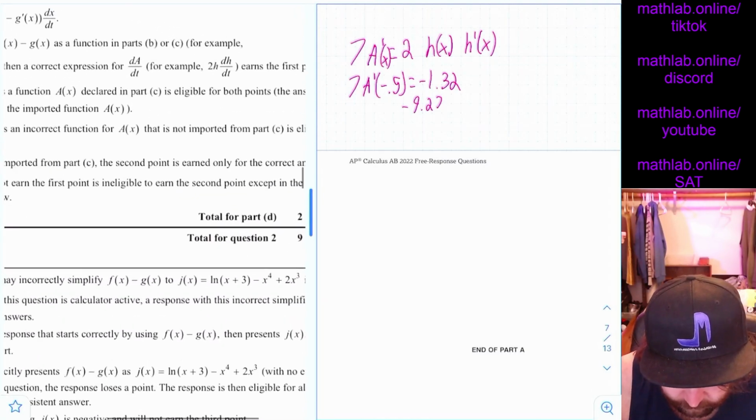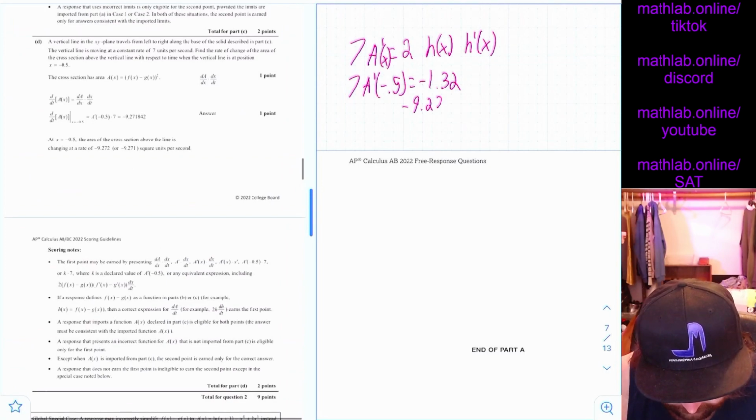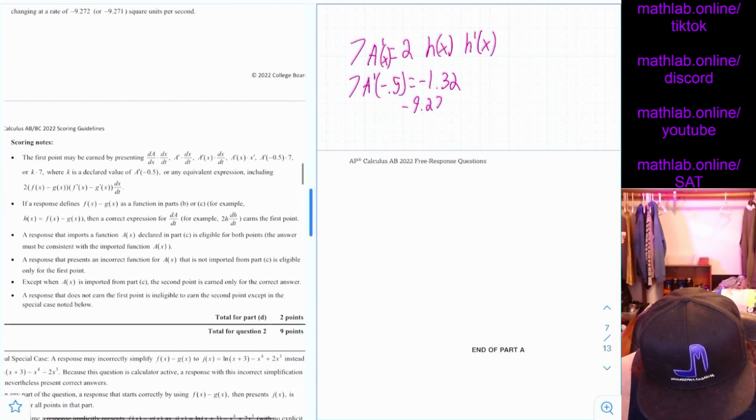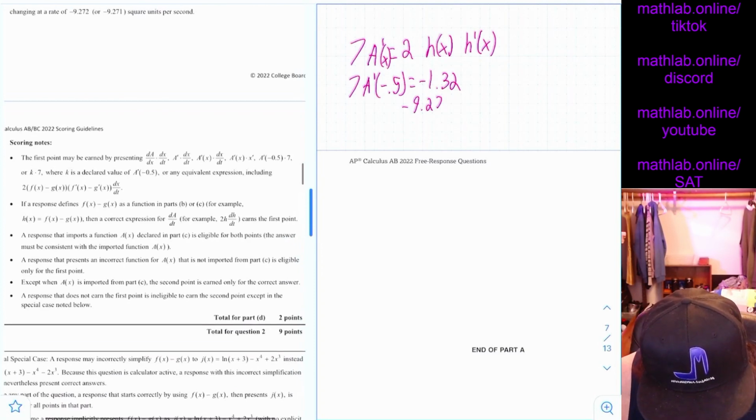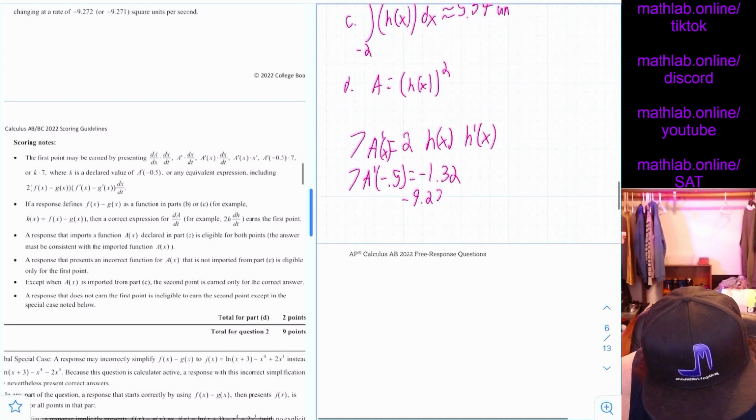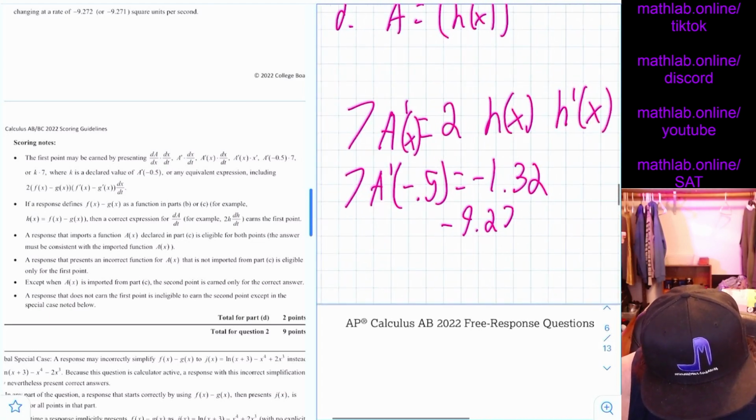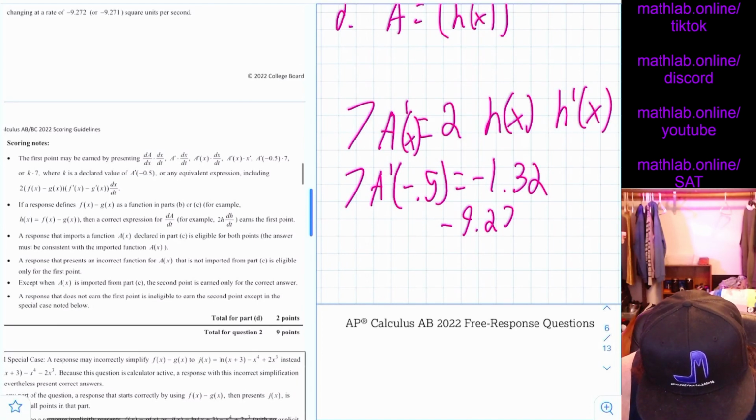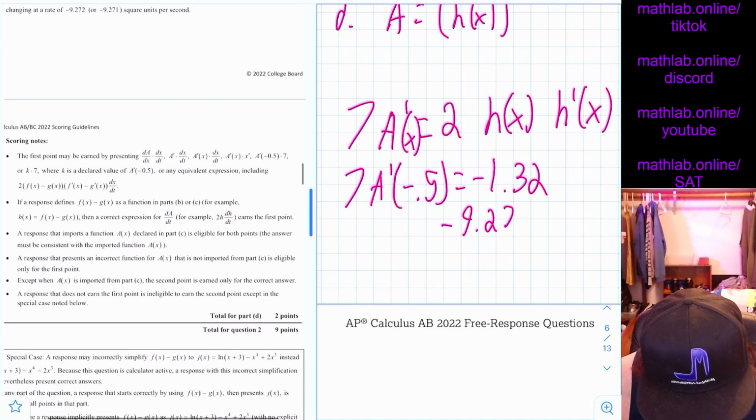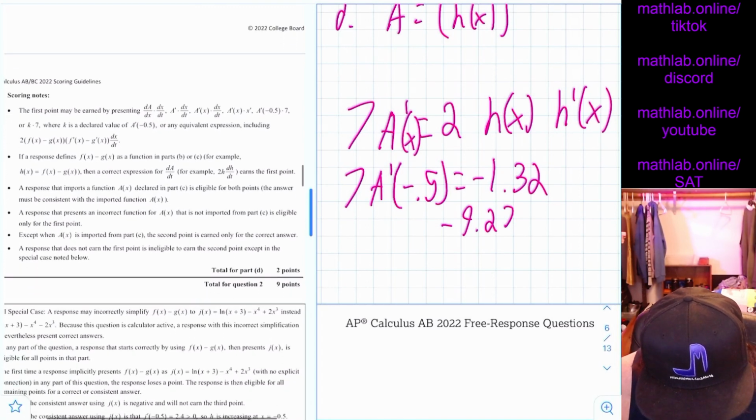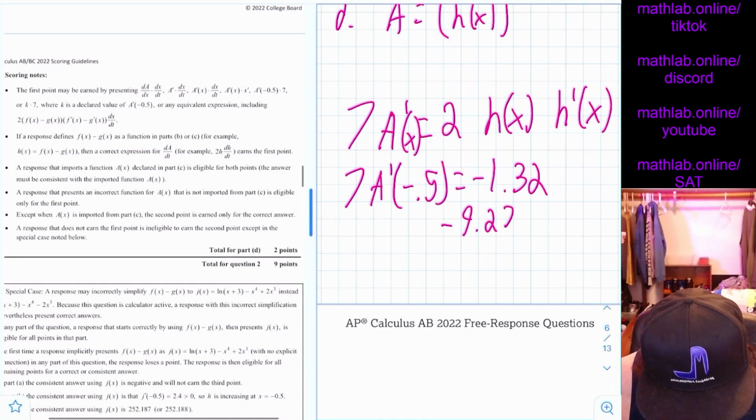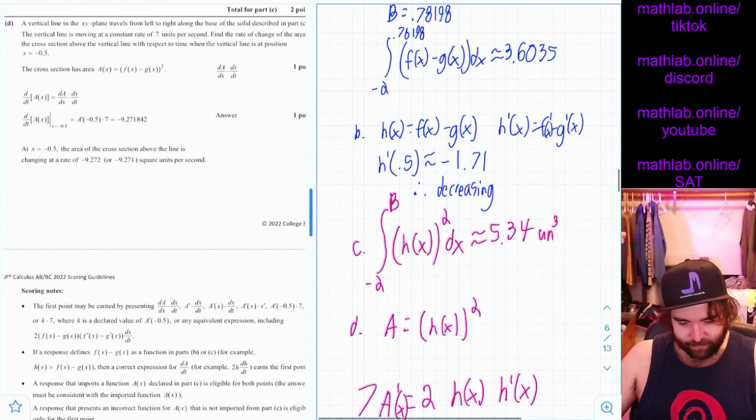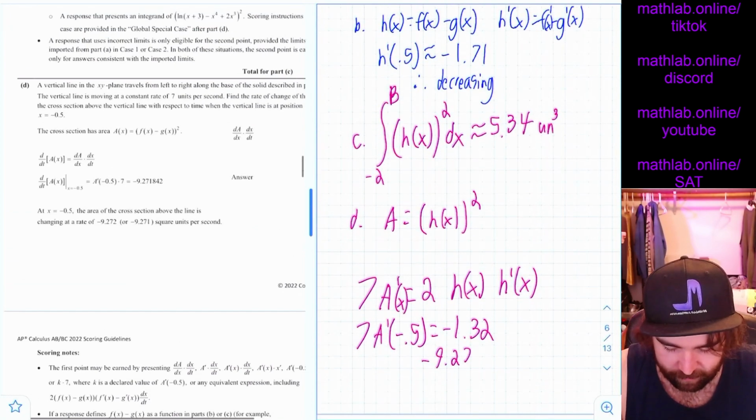Oh my god, if you didn't distribute the negative, there was like a global special case that they had to deal with. That's so annoying for them. Well, I did write 7 times a prime of negative 0.5 right there. Where k is a declared value of any other. I don't know. I got it right. But I'm not sure if I incorporated everything they wanted us to incorporate here.